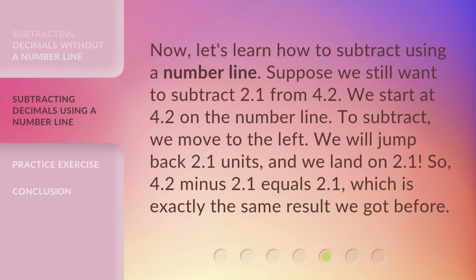Now, let's learn how to subtract using a number line. Suppose we still want to subtract 2.1 from 4.2. We start at 4.2 on the number line. To subtract, we move to the left. We will jump back 2.1 units, and we land on 2.1. So, 4.2 minus 2.1 equals 2.1, which is exactly the same result we got before.